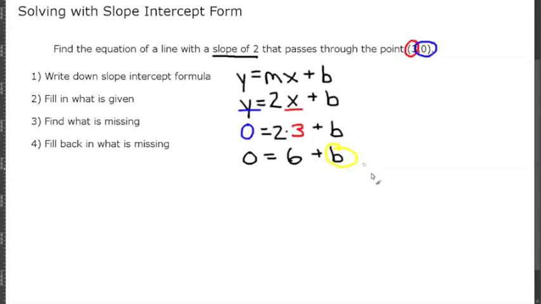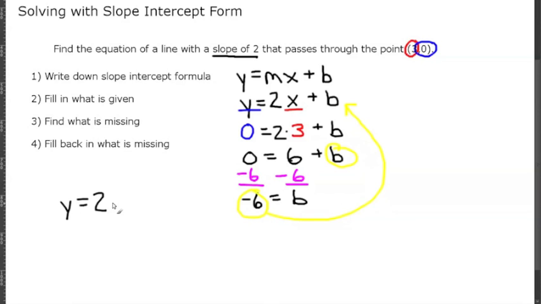And we want this b all by itself. So we're going to move the 6 over to the other side. We're going to subtract 6 on both sides, and we're going to get that negative 6 equals b. Now we just found what was missing, so we're going to take this negative 6 and plug it into our formula. Our final answer is going to be that y equals 2x plus negative 6. And this is the same thing as y equals 2x minus 6.